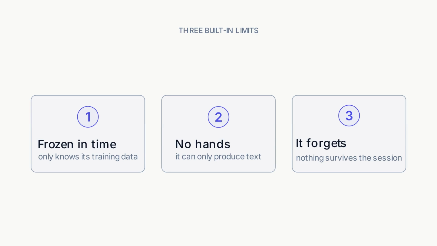It only knows what existed in its training data, and the world has moved on since. Limit 2, it has no hands. It can describe sending an email in perfect detail, but it cannot actually send one. All it can do is produce text. And limit 3, it forgets. The moment your conversation ends, everything you told it is gone.